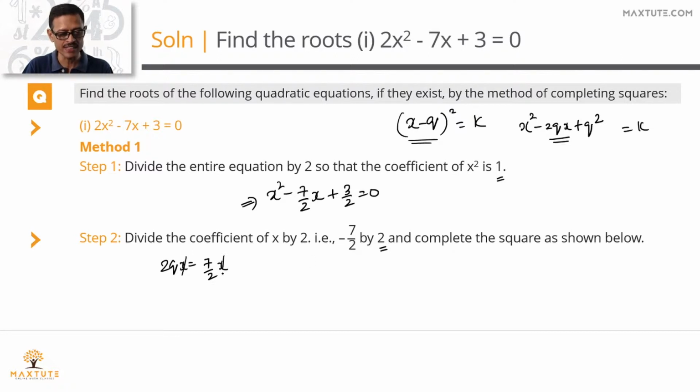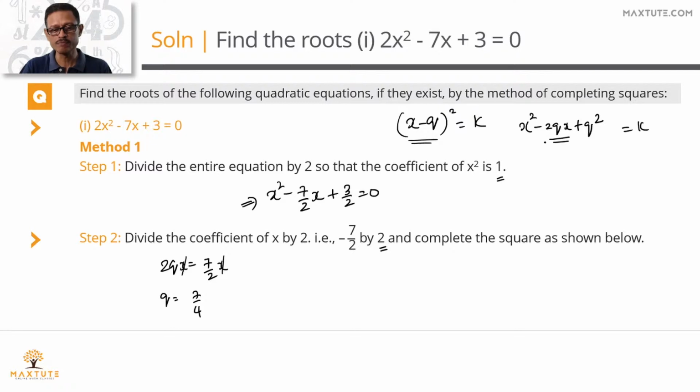Divide both sides by x. x gets cancelled with x. So 2q equals 7 by 2. So the value of q is equal to 7 by 2 by 2, which is equal to 7 by 4. So how did we get the value of q? By dividing the 7 by 2 by 2. So the value of q for us is equal to 7 by 4.